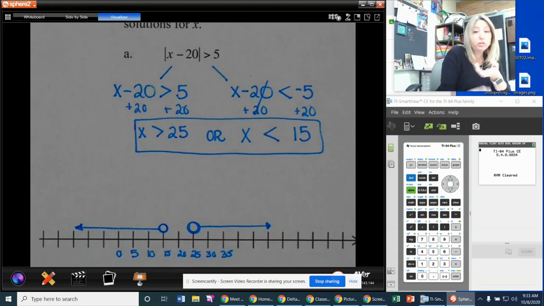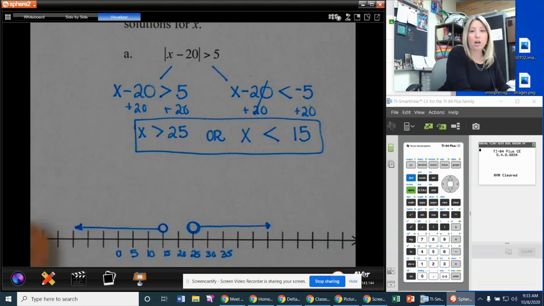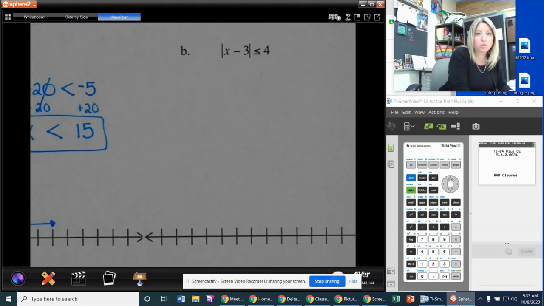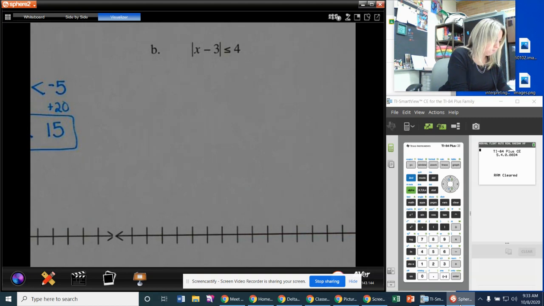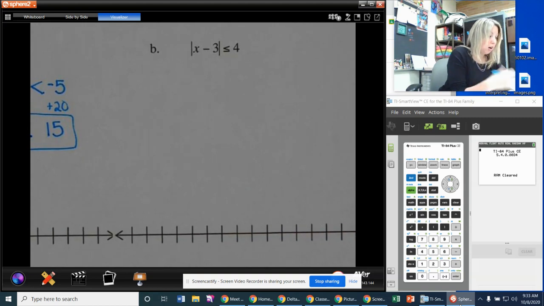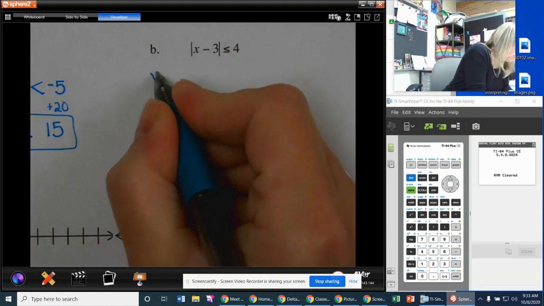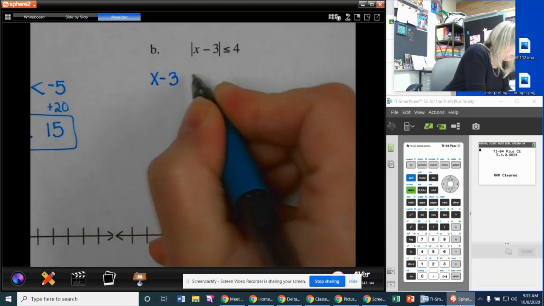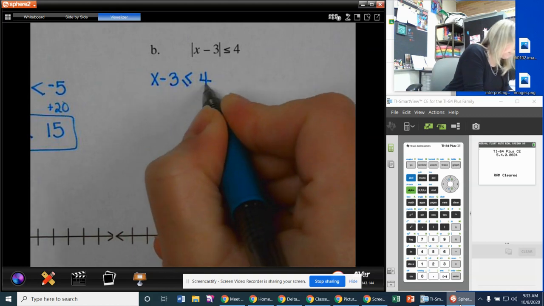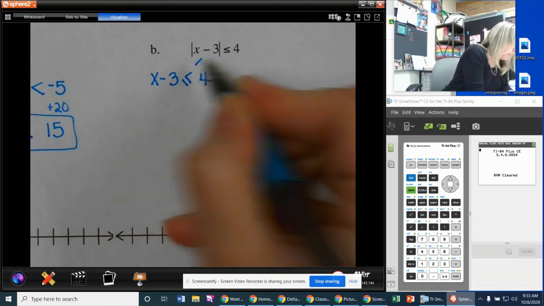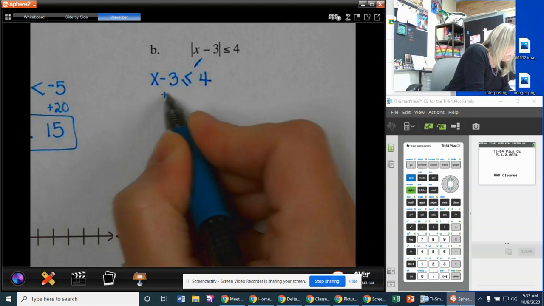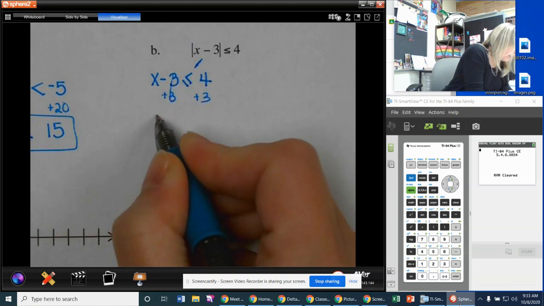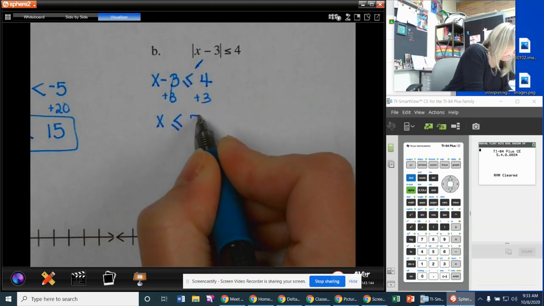Okay. So let's do another one, right? Remember to make sure your absolute value bars are alone. Your absolute value bars need to be alone first, and they are over here. Cool. Well, let's just do our two scenarios. Drop your absolute value bars, bring down your inequality sign, bring down your number on the other side. So there's your first scenario, and let's do that. Add 3. X is less than or equal to 7.